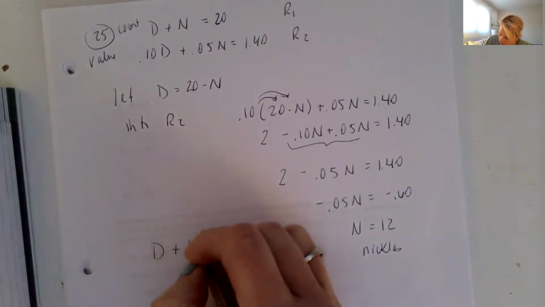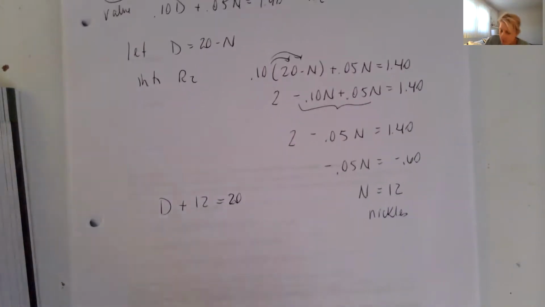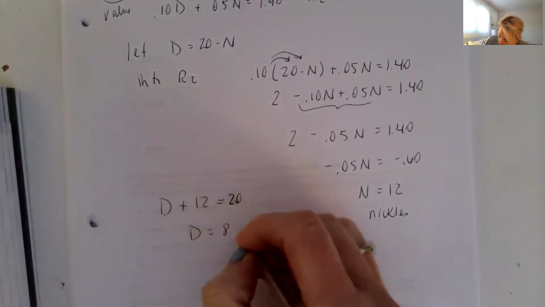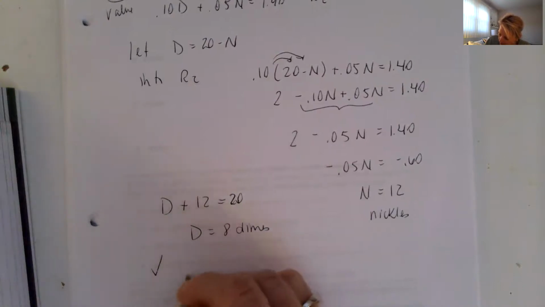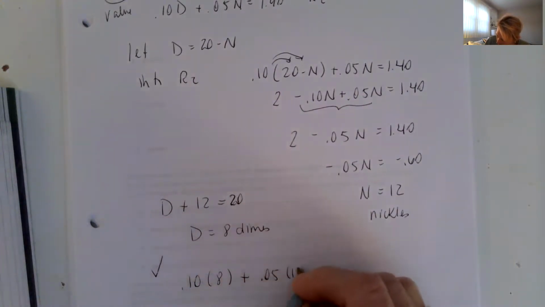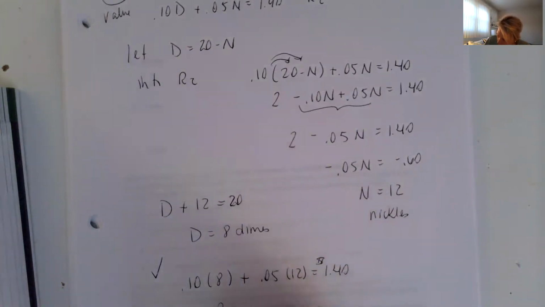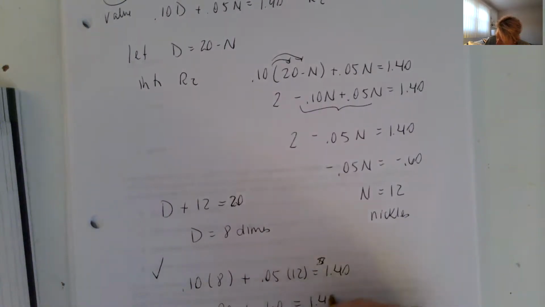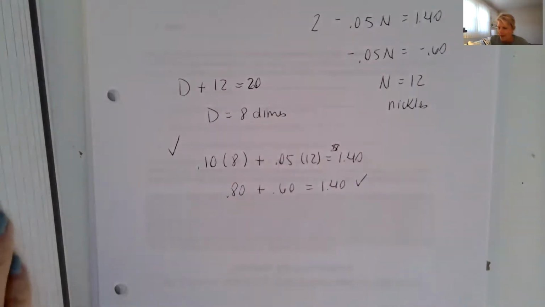So dimes plus 12 nickels equals 20 coins. We must have 8 dimes. And we can just check that by saying 8 dimes times 10 cents plus 12 nickels. Does that equal $1.40? So 80 cents plus 60 cents does equal $1.40. So, we figured it out. Woo, we got through that one.